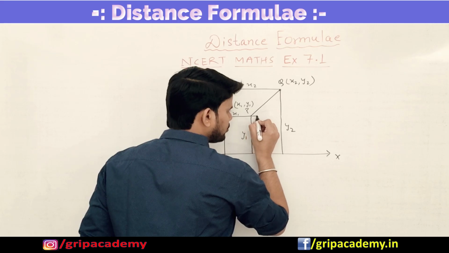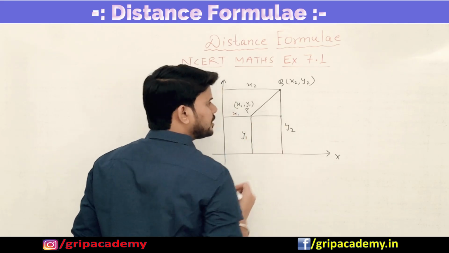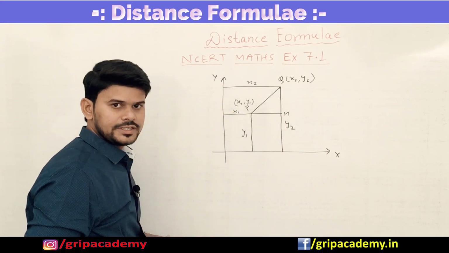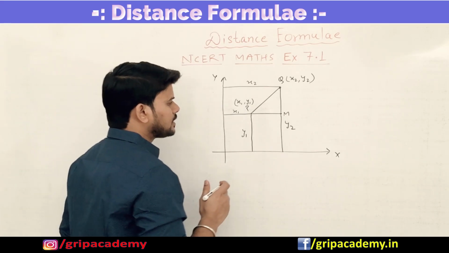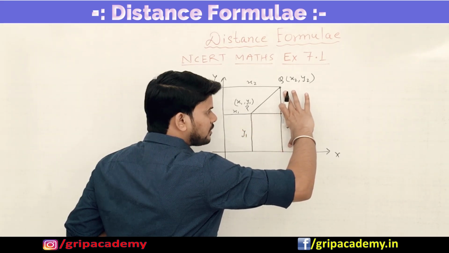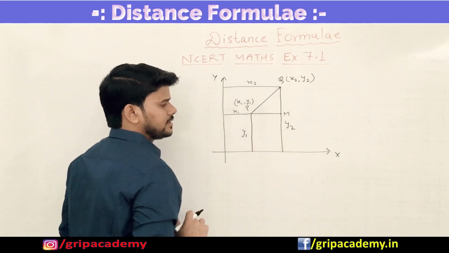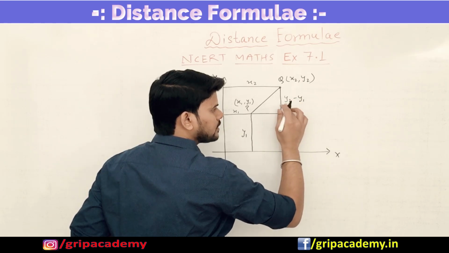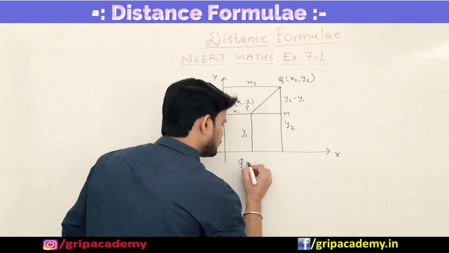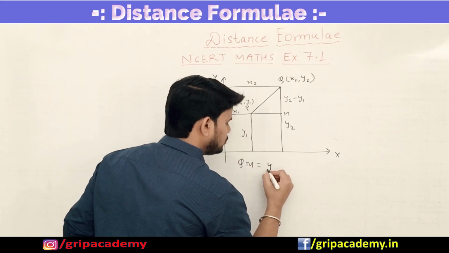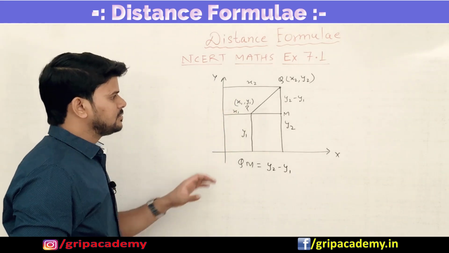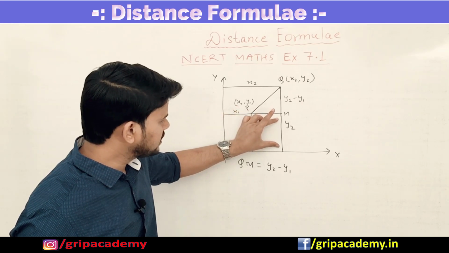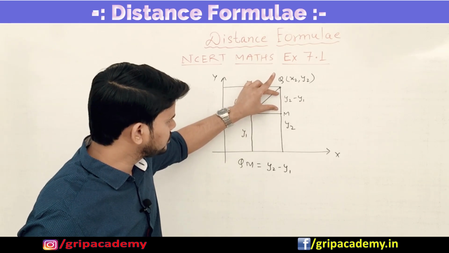Draw a straight line from point P, which meets this line at, let it be M. Now see here, this distance is y2 and this distance is y1, so this distance will be y2 minus y1. So QM is y2 minus y1. Why? Because this total distance is y2 and this part is y1, so this will also be y1. So y2 minus y1 will give you QM.